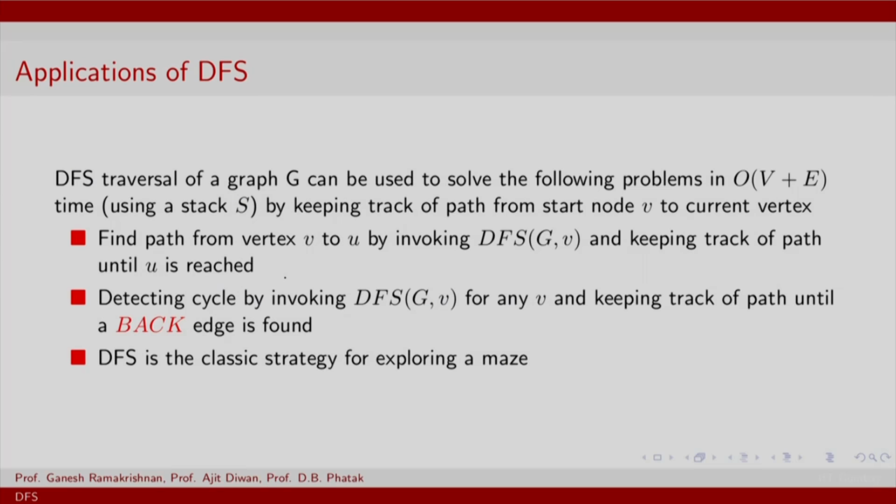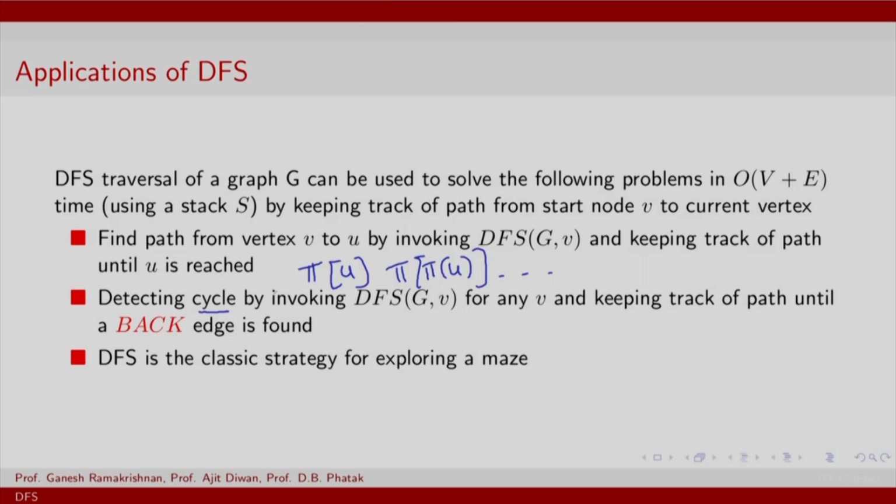Applications: making use of all the bookkeeping and the implementation using a stack that we discussed, you could solve certain problems in order of V plus E complexity, and these happen to be problems that are more natural with DFS than with BFS. So of course you could find the path from vertex V to U by invoking DFS GV. This you could keep track of by looking at pi U and then pi of U and so on. Look at all the parents and thereafter all the ancestors. Now you could also detect cycles, that is a very important contribution of DFS. What you need to do is invoke DFS GV for any V and keep looking for a back edge. The existence of a back edge means there is a cycle.